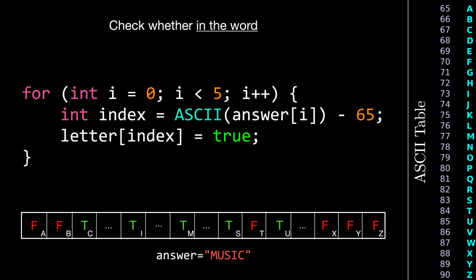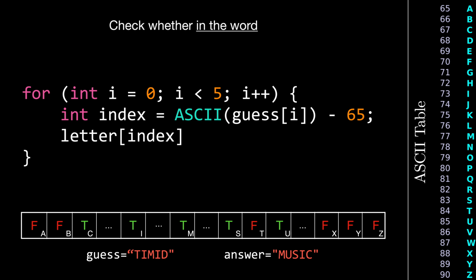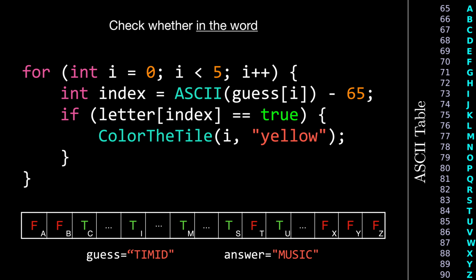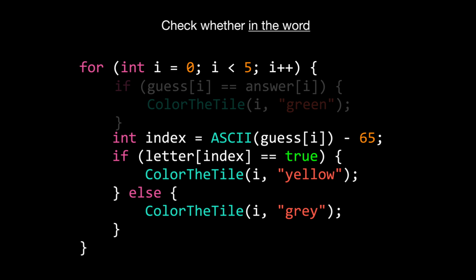To check if a letter in the guess is in the answer, we simply check the corresponding element's state. If it's true, the tile is yellow. Otherwise, it's gray. Now let's combine our logic.